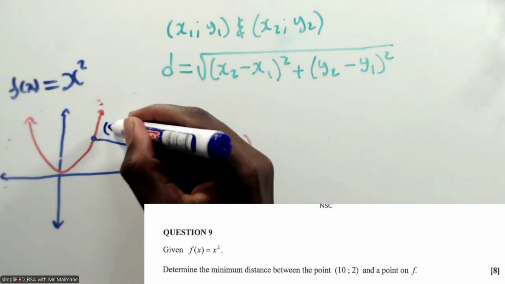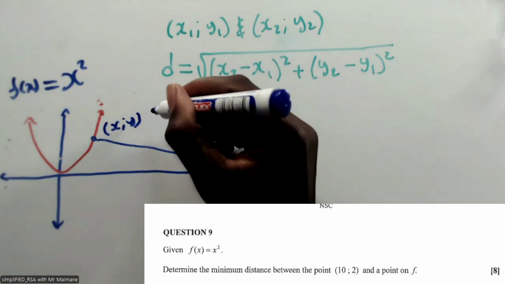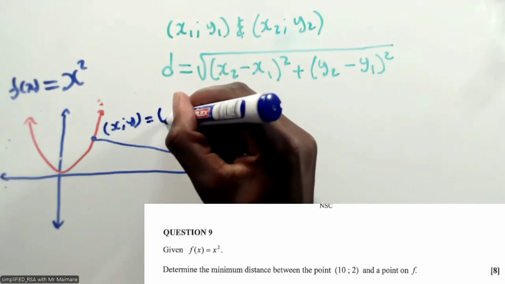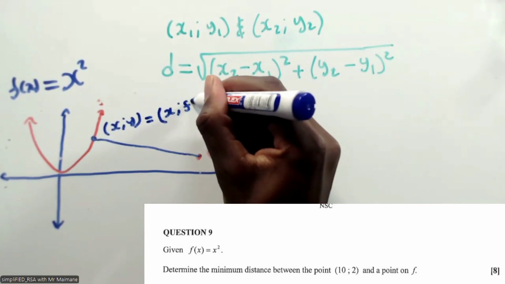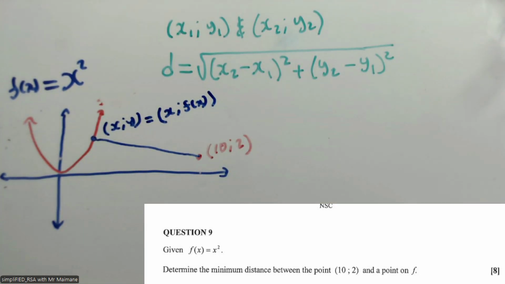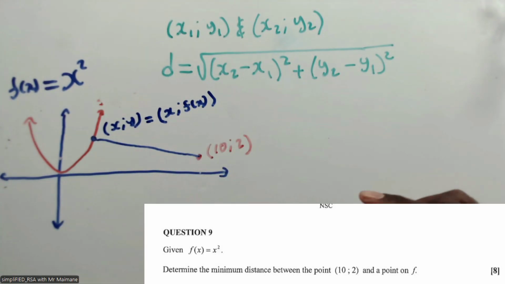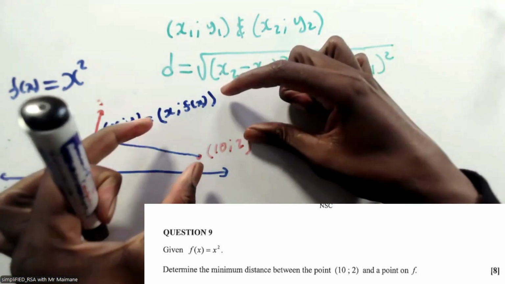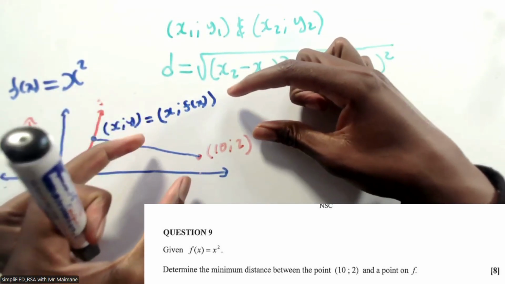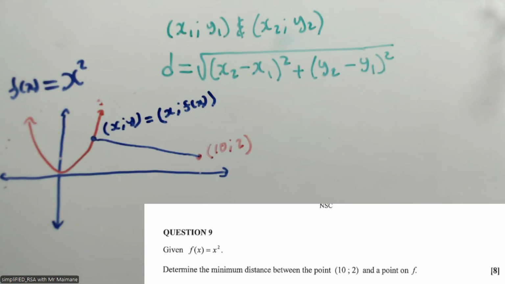This point here is (x, y), right? Since this point is (x, y), it means I say this point is (x, f of x). Do you see that? This point I'm talking about is (x, f of x). However, I need to get the distance between the 2 points, the minimum distance between the 2 points, and I have a distance formula, which is like that.